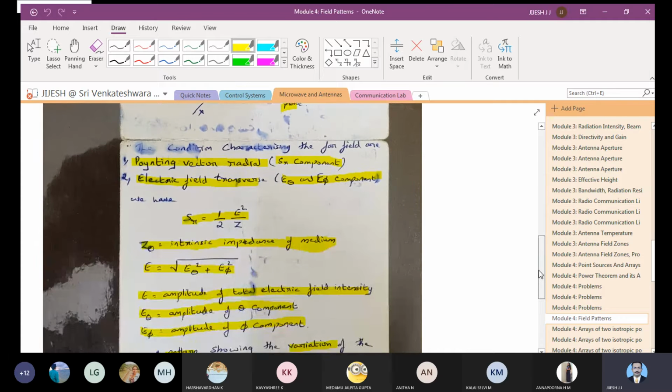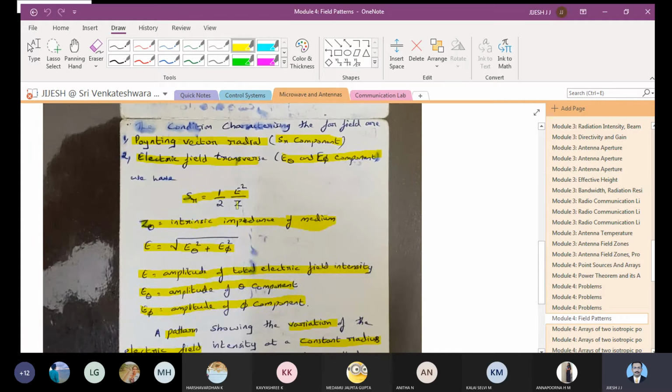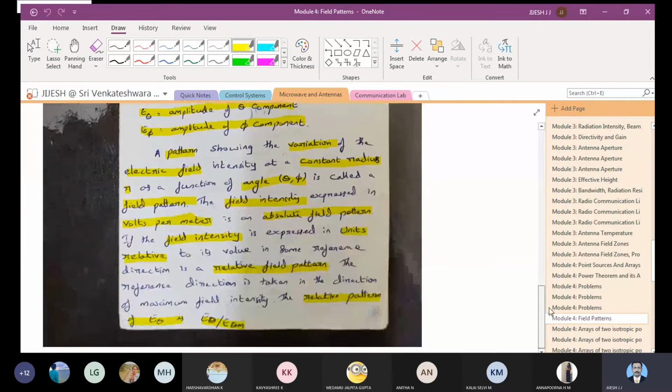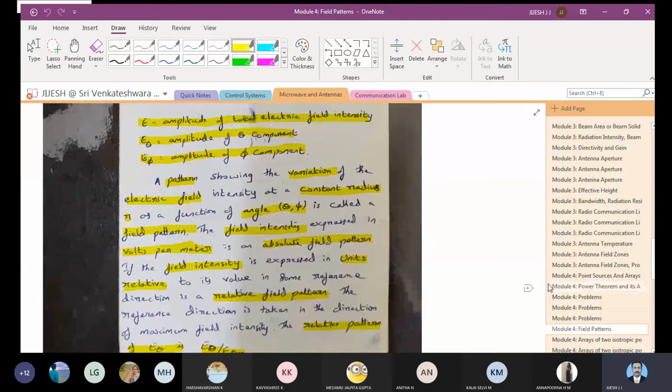And when you write the equation for S_r, that is, you will get it as the pointing vector. You can say that the conditions of characterizing the field can be pointing vector radial as well as the electric field is transverse. So S_r can be written as 1 by 2 E square divided by Z. So you can write also the equations for E, and Z naught is the intrinsic impedance. So all these things is what we discussed before.